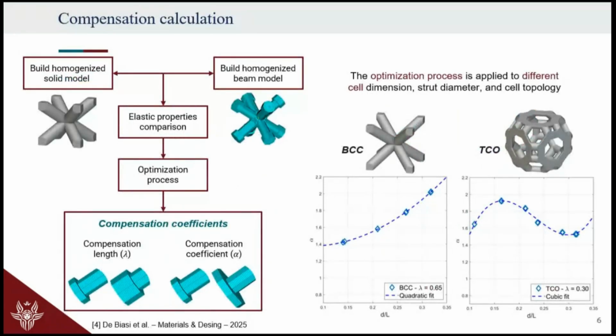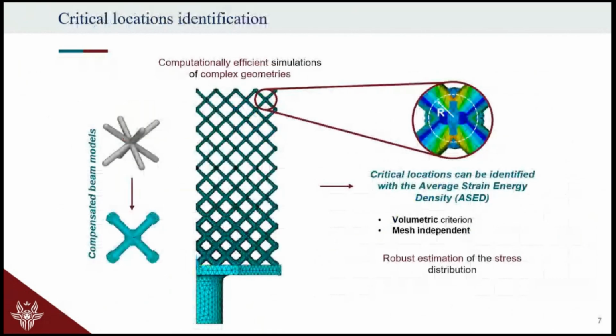We developed a compensation method able to provide an increment for a given length of the strut diameter. This takes care of the mismatch in the stiffness of the components for the different simulation techniques. So we can provide different charts for different cell topologies based on different porosity. This is basically porosity, and here we have the compensation coefficient. Once we have this tool, we can go back and try to solve the problem that we were discussing before.